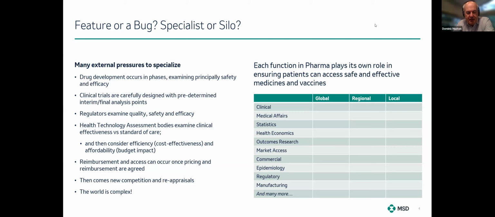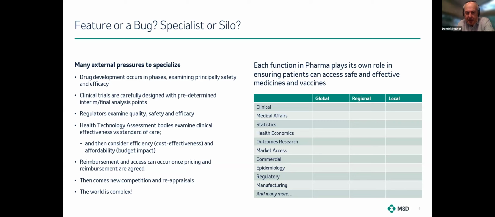Yeah, so just to start off and introduce, I wanted to really flag the size and scope of a typical pharmaceutical company being rather quite large, and there being many pressures within that kind of system to specialize into particular roles. And I ask, is that a feature or a bug? Be that we are specialists, or does it risk creating silos? And yeah, it does create that risk.